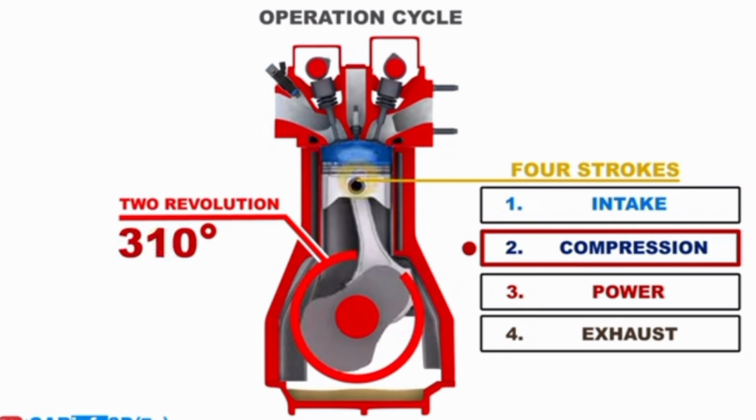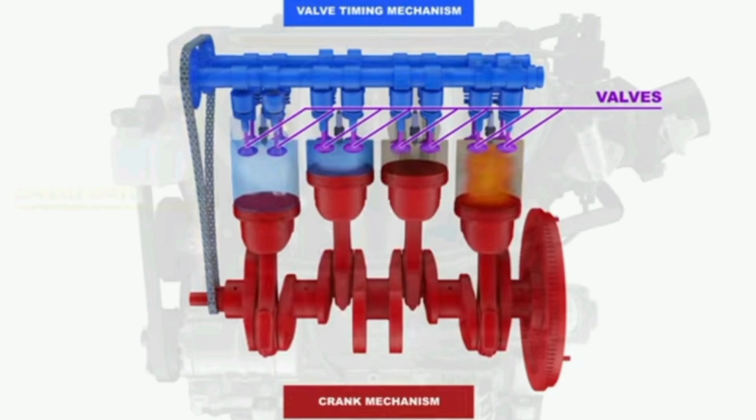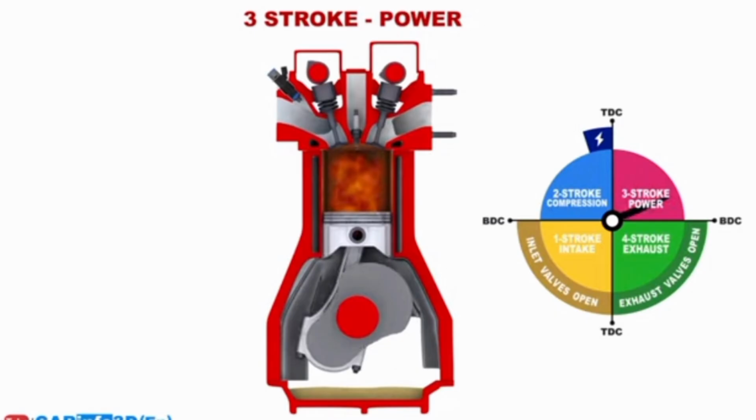And what happens? By the end of the compression, in a gasoline engine, the spark plug ignites the compressed mixture of air and fuel. In a diesel engine, by the end of the compression, the injectors immediately inject fuel into the compressed air. And what happens? Combustion takes place. This combustion forces the piston downward again.